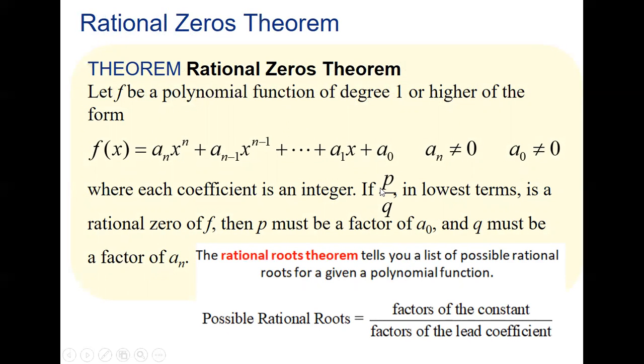All right, so when we're talking about the rational zero theorem, it's saying that you can create a list of potential real zeros by taking the factors of your constant and dividing by the factors of your leading coefficient. That's our P over Q. P represents the factors of our constant, and Q represents the factors of our leading coefficient. That's our rational roots theorem, and that's how we find our potentials.